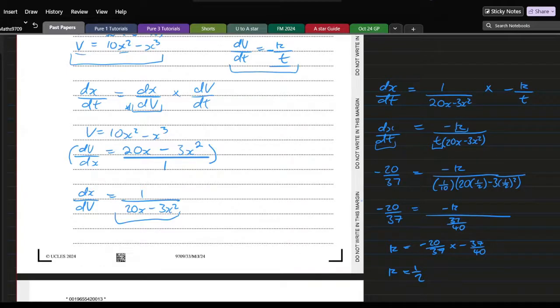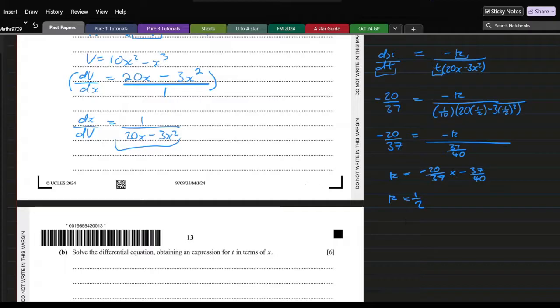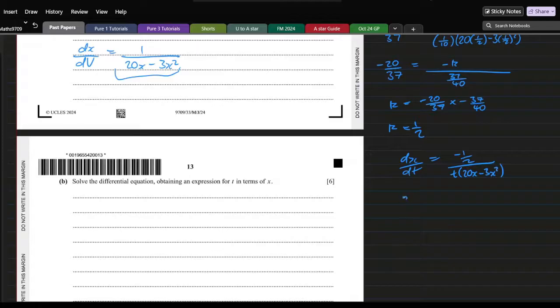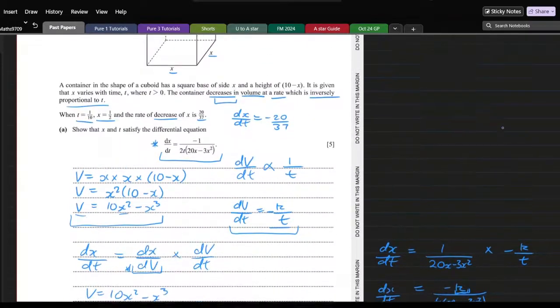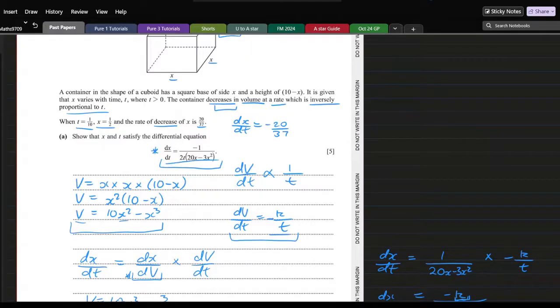So this means that our dx dt is equal to, we're going to replace our K here with 1 over 2. So that's negative 1 over 2, and this is all over t times 20x minus 3x squared. And if we resolve our fraction, dx dt is equal to negative 1 over 2t times 20x minus 3x squared. And that's exactly the differential equation that they have over here, so we have proved that.